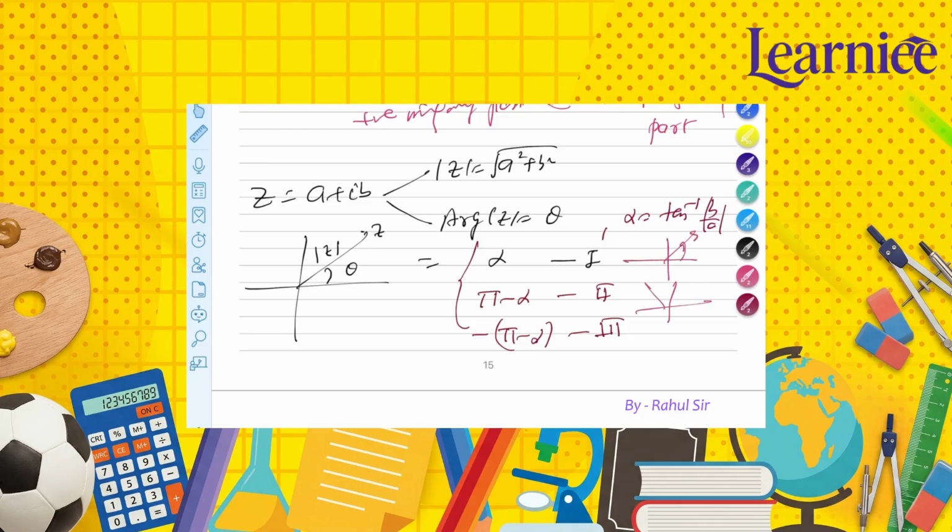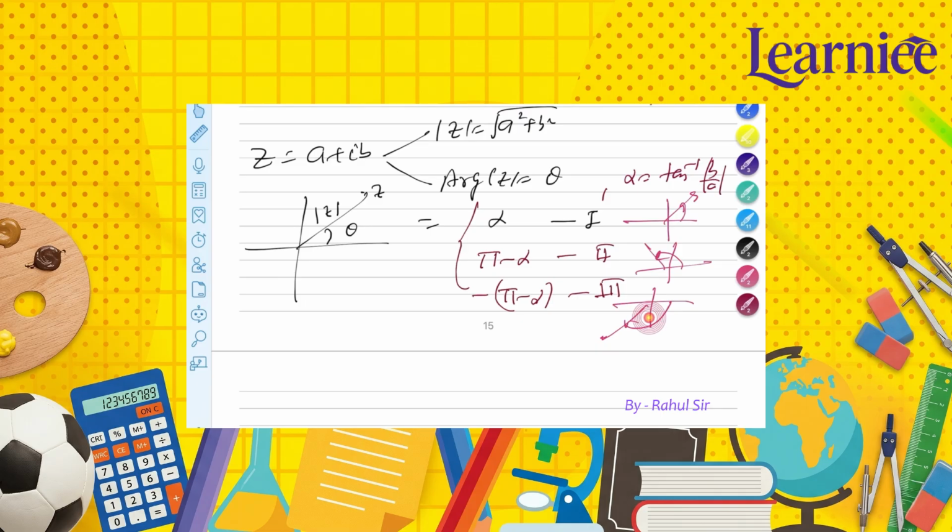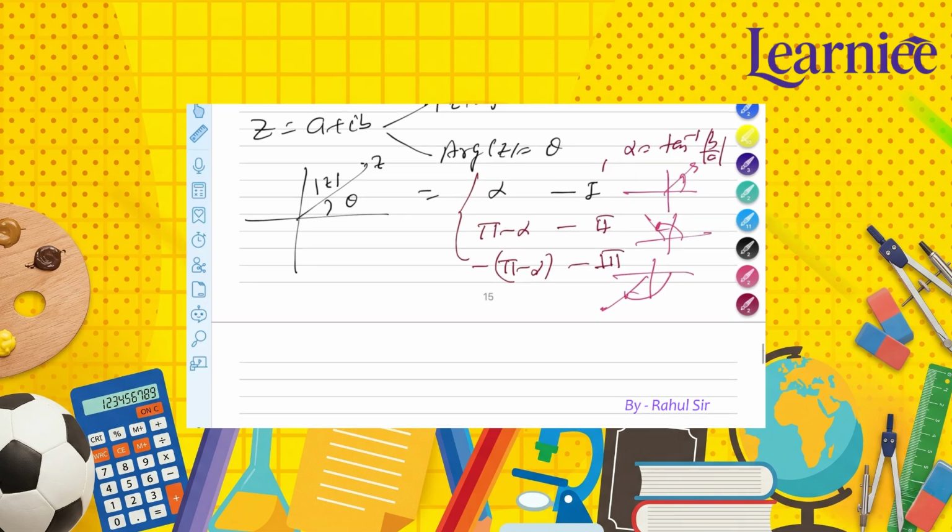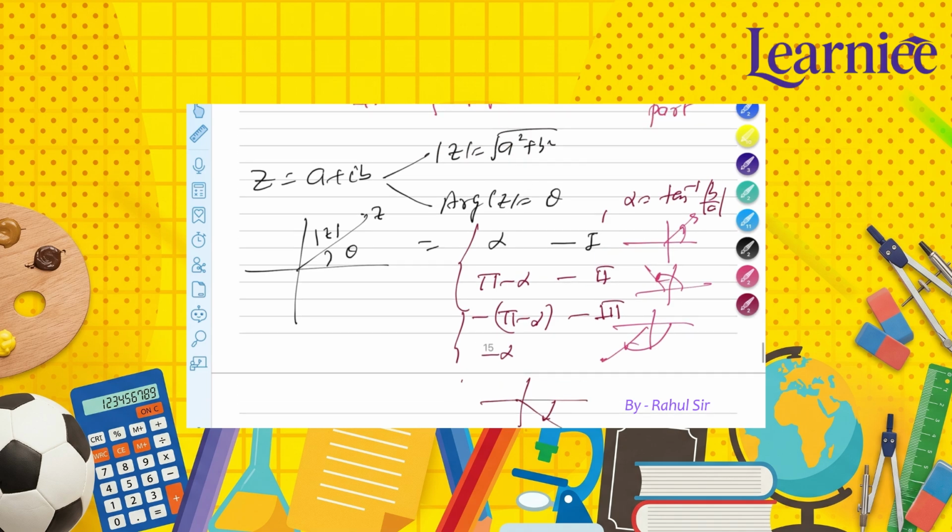In the second quadrant, we are measuring anti-clockwise, whereas in the third quadrant we are measuring in a clockwise sense. That's why it is pi minus alpha and then minus sign. And in the fourth quadrant, the value is minus alpha. Got it? Minus alpha. Why? Because it is measured clockwise, that's why it is minus alpha. Okay, and what is alpha? Alpha is the acute angle. That's why you find tan inverse b by a.